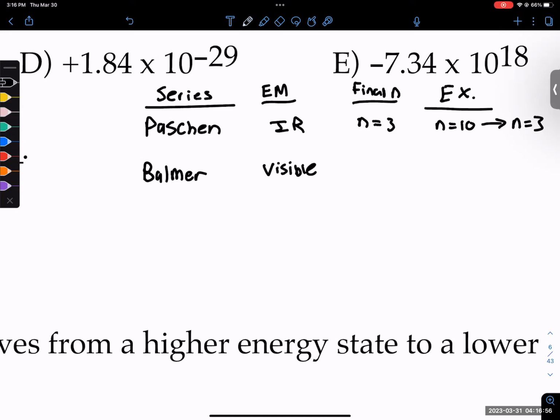Anyways, does anybody know what the final n value for the Balmer series is? n equals 2.